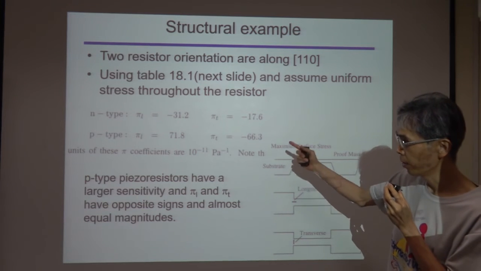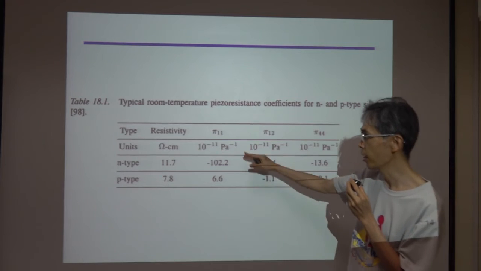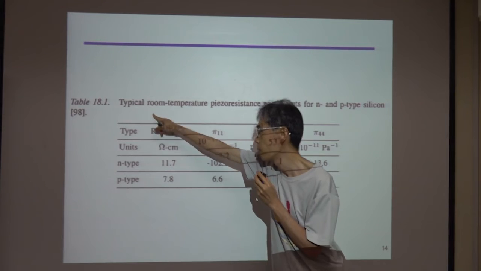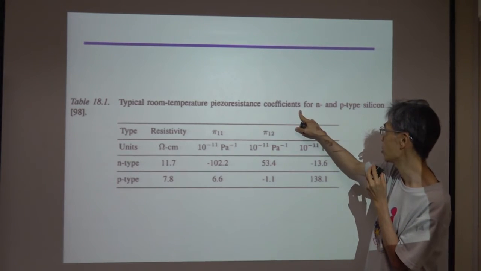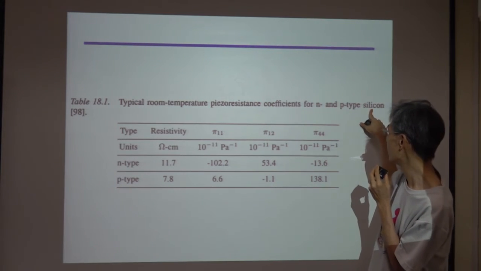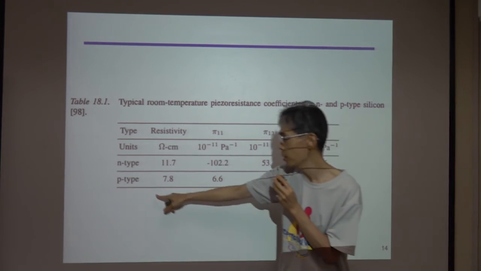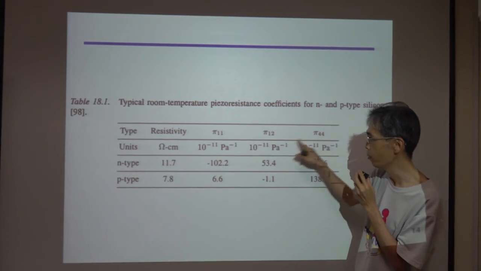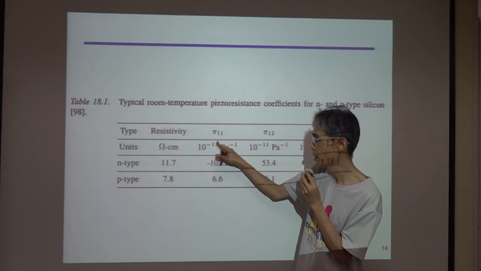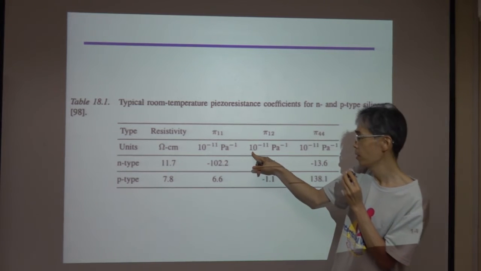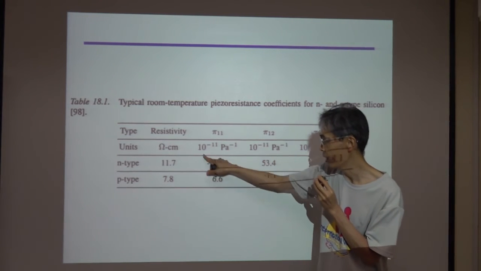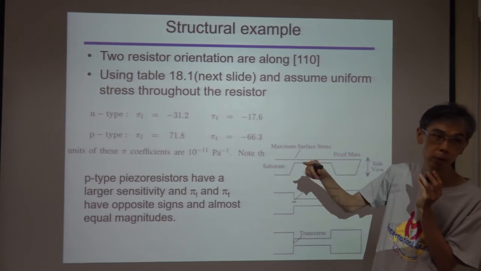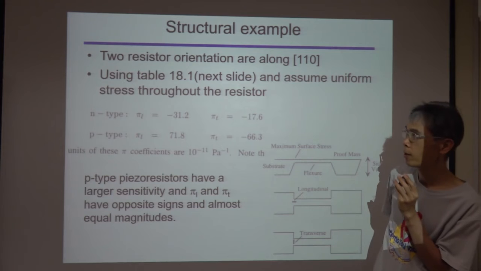Okay, next page. This is a table of typical room temperature piezoresistance coefficients for N silicon and P silicon: pi 11, pi 12, pi 44. Remember, the unit is 10 to the minus 11 per Pascal. So this is the number, and this is the unit.